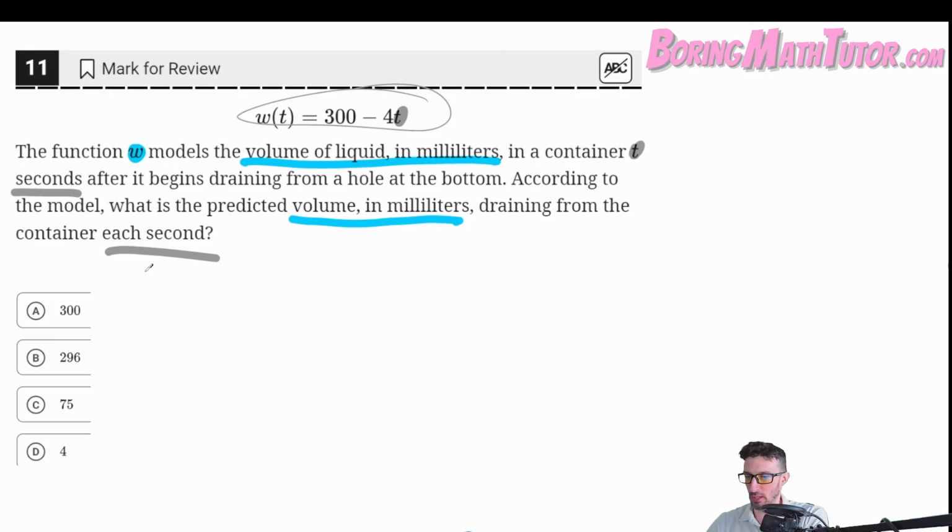Now, each second could be translated as the change in T is 1. And when they say, what is the predicted volume that's draining? You could say, well, the change in V has to be some sort of negative amount. We got to figure out what that amount is, and you might have been able to guess it by now, but there's a couple of different ways to do this problem. One way is to use the fact that we know what the slope is. We know the slope is -4. Now, -4 could also be written as -4/1.